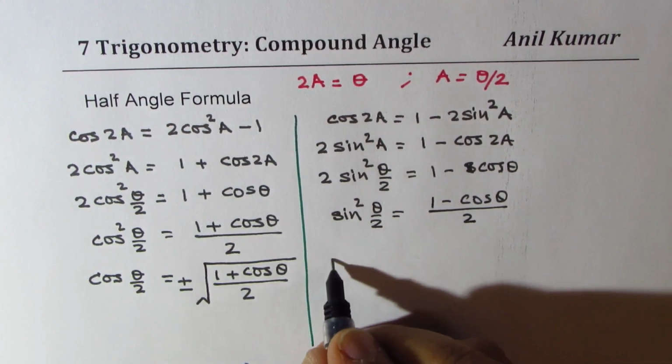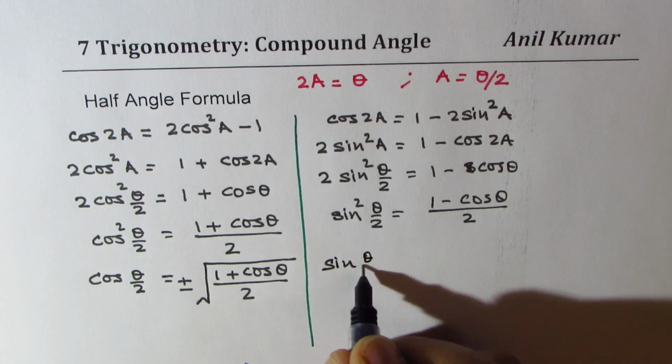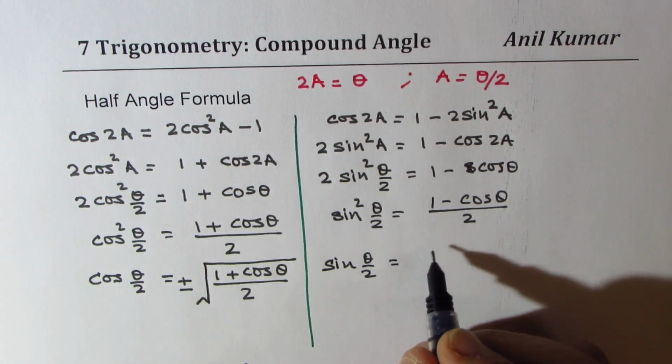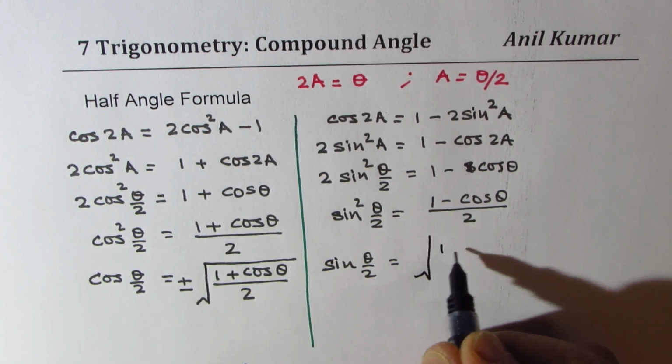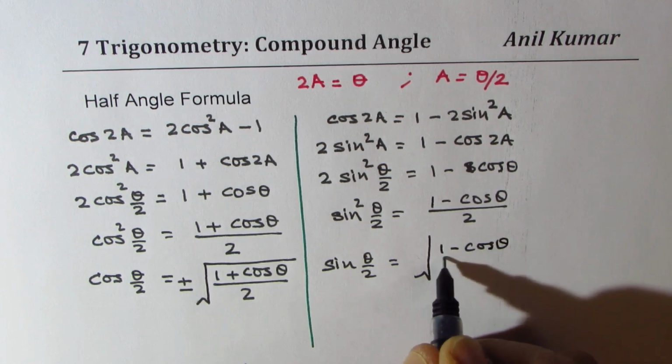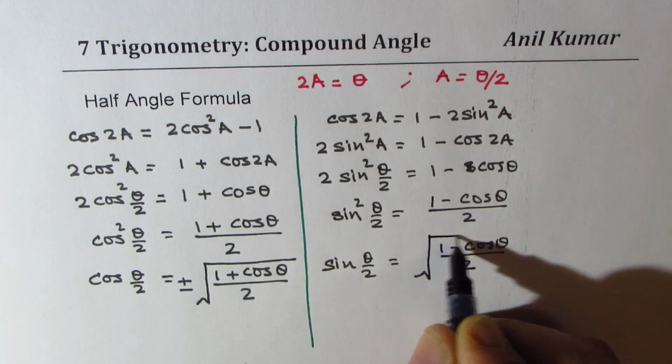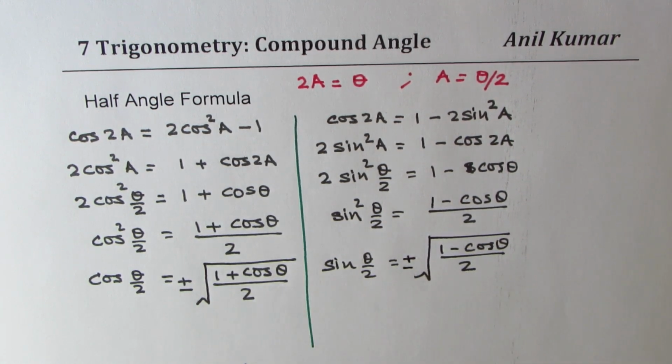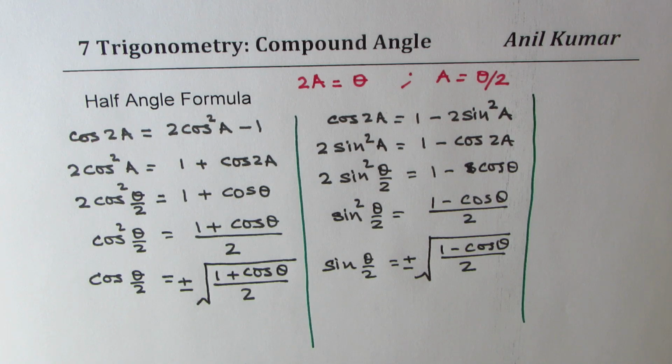Perfect. Now we can write what is sine theta by 2. So this is plus minus square root of 1 minus cos theta divided by 2. Is that clear? Perfect. So we have got both the formulas.